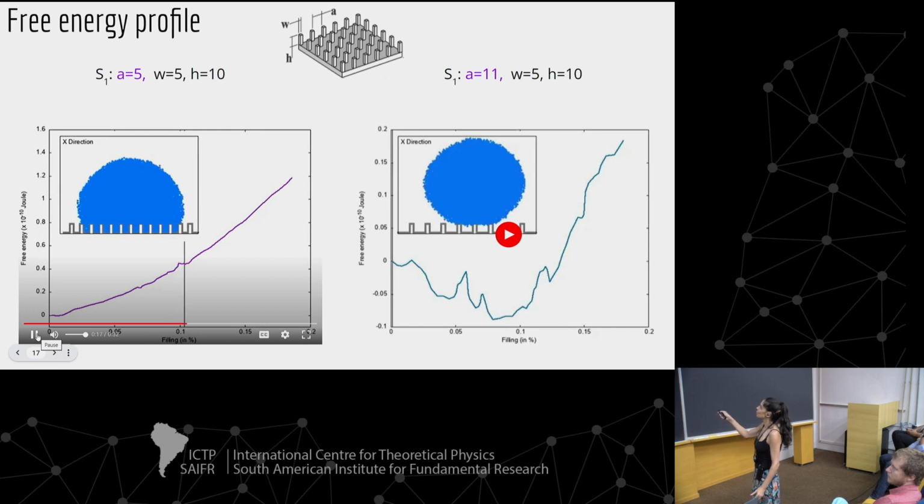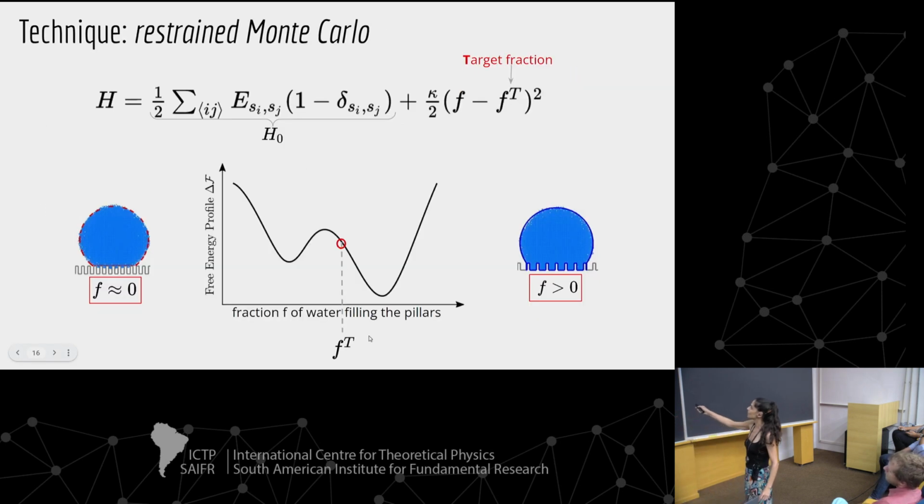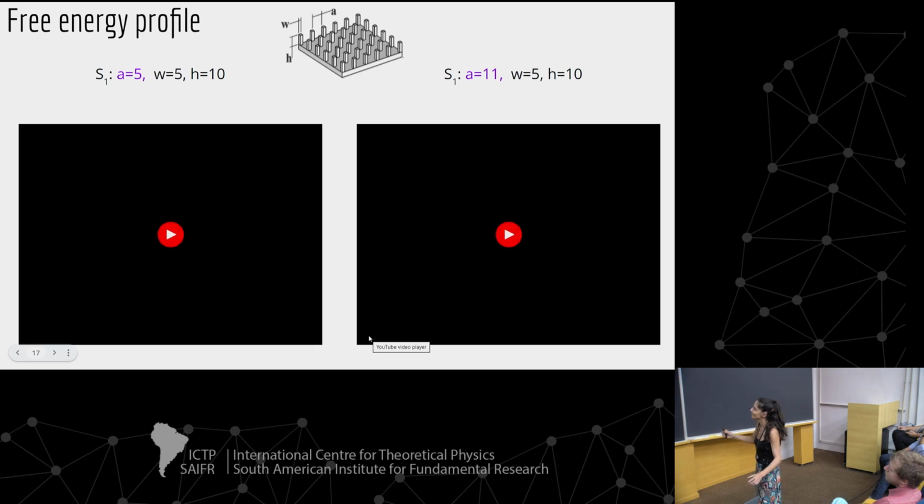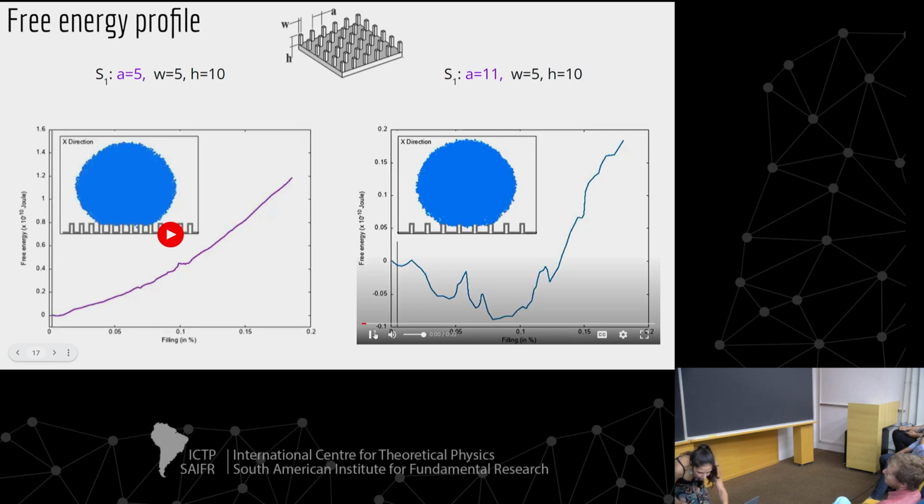Now, let me show another geometry in which we see that the landscape is much more complex. It has several minima. The first minimum is the one where the droplet is again in the hydrophobic state. But you see that the hydrophobic state in this situation is not the global minimum, it's just a local minimum. So it's a metastable state.